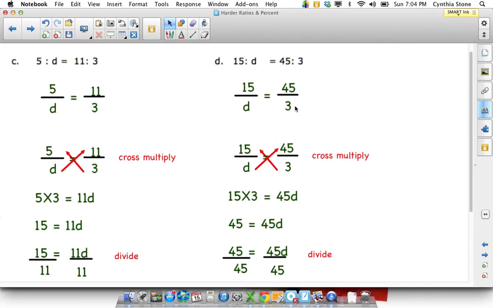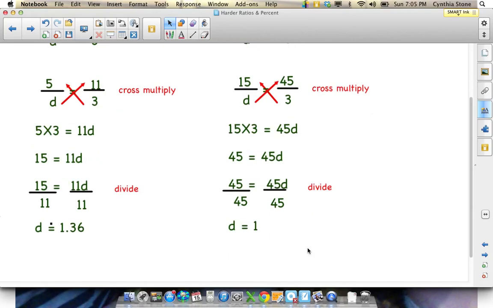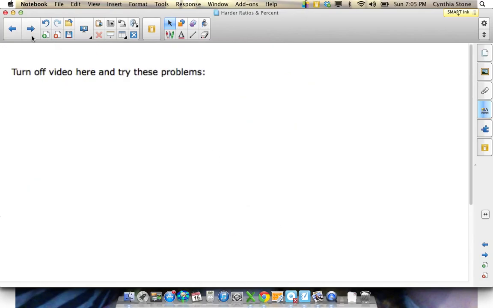15 over 45 over 3d. Cross multiply to get the d on the top and the 15 over here. 15 times 3 equals 45d. 45 equals 45d. Divide both sides by 45. d equals 1. And actually doing this hopefully is helping you remember how to solve equations too. Another important skill. So that's it.